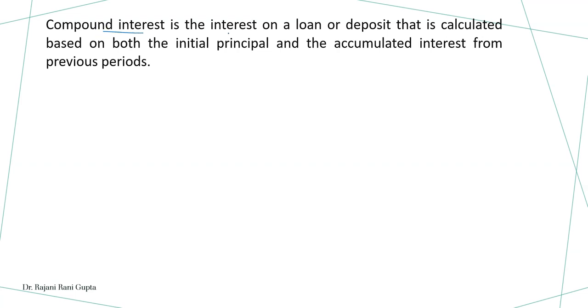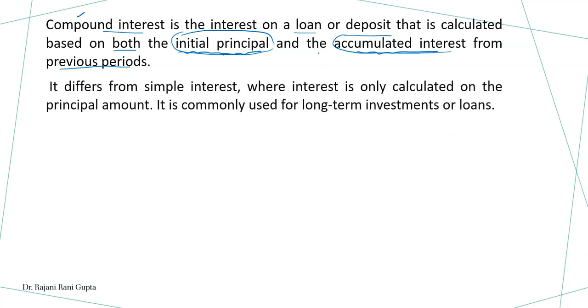Compound interest is the interest on a loan or a deposit that is calculated based on both the initial principal amount and the accumulated interest from the previous period. This is how it is different from simple interest. In simple interest, you get only the interest on the principal amount, but in compound interest, you get the interest not only on your initial principal amount but also on the accumulated interest that you are getting every year. This is commonly used for long-term investments or long-term loans.